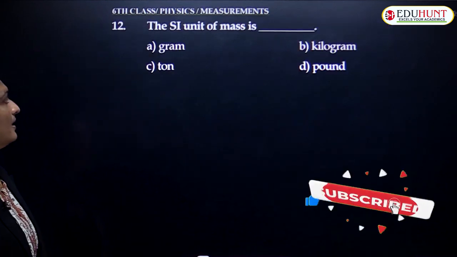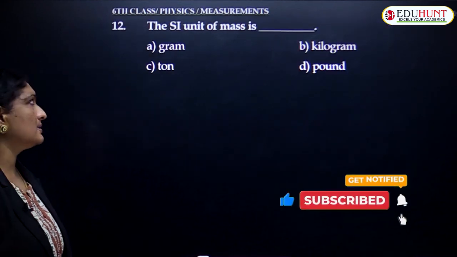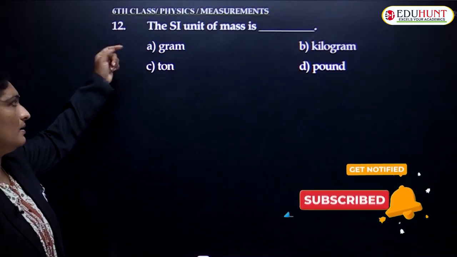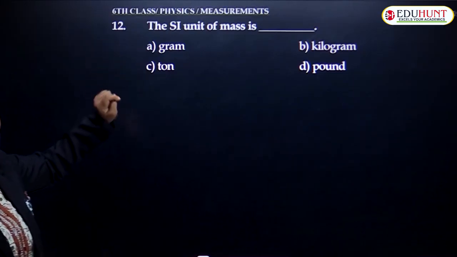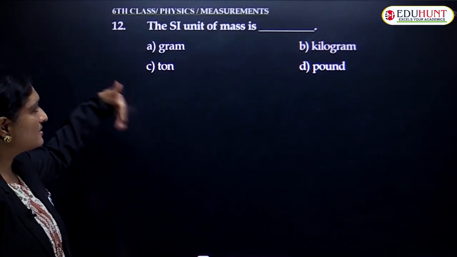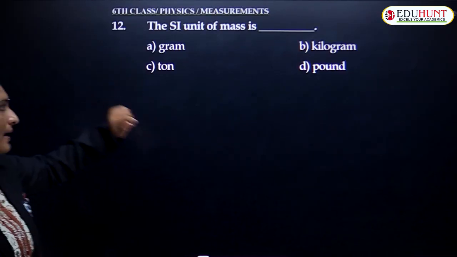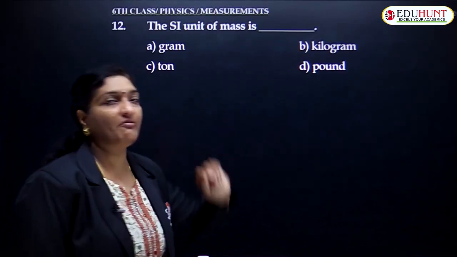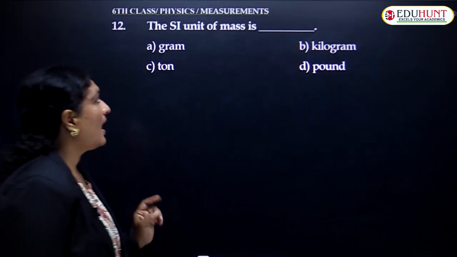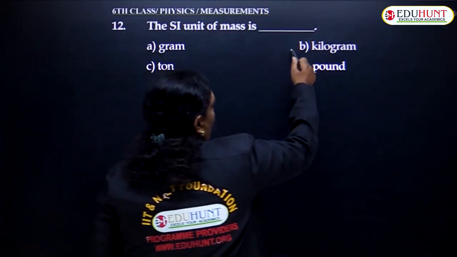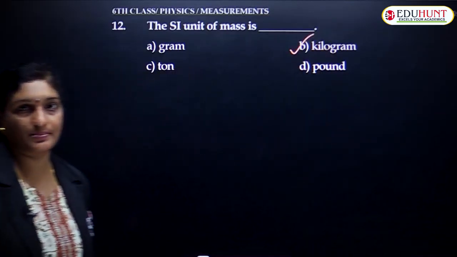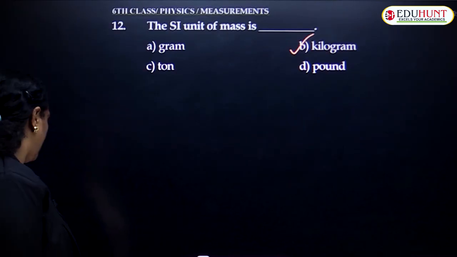Next, the SI unit of mass is... Gram is a unit of mass, but it is in the CGS system. Ton is a multiple, also a unit of mass, but of some higher value. Pound is the unit of mass in the FPS system, and in the SI system, mass is measured in kilograms. Hence, your answer is option B.